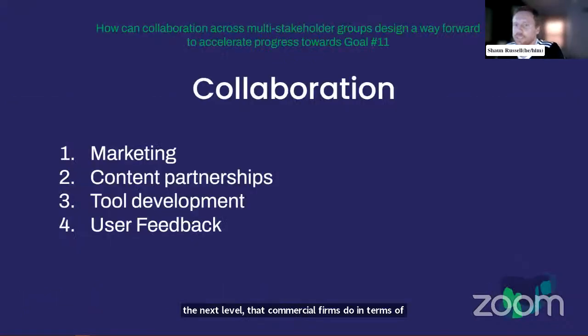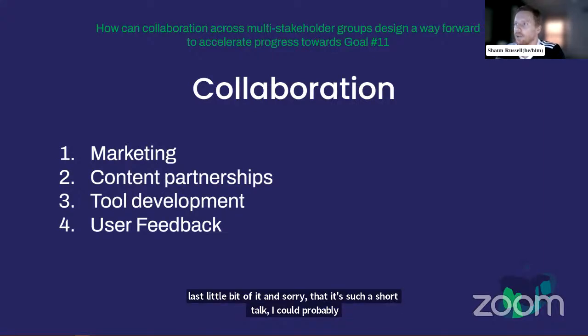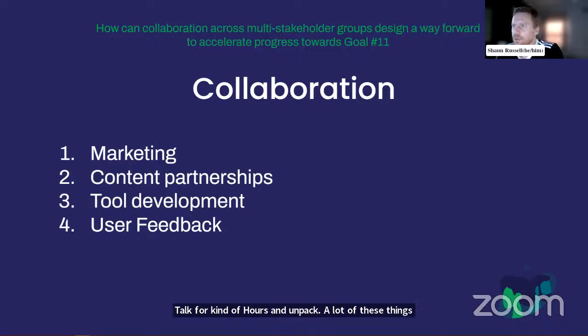And I think the last little bit of it, and sorry that it's such a short talk, I could probably talk for hours and unpack a lot of these things, is on collaboration. Civic tech organizations that market well and are good at getting good tools and good information products out there should help each other so that everybody has better marketing, that people meet people where they are, and that we can spread this information around more.